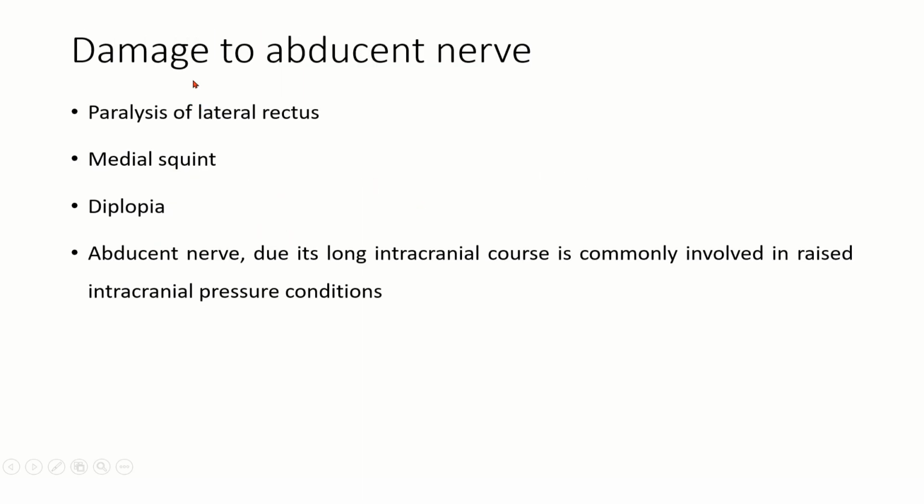And what happens when this nerve is damaged? There will be paralysis of the lateral rectus muscle, which results in medial squint and diplopia. So the abducent nerve, due to its long intracranial course, is commonly involved in raised intracranial pressure conditions.